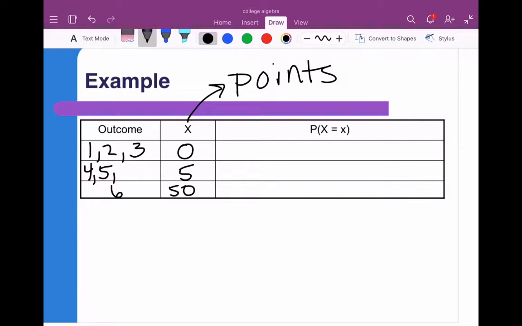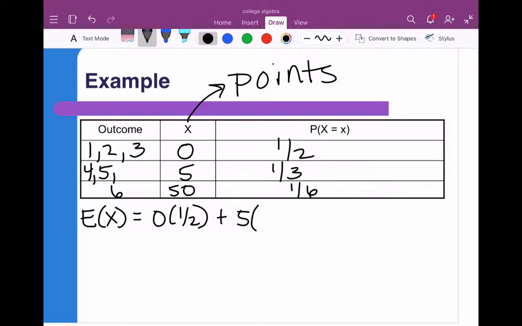Now the probability: it's a 6-sided die, so a 1, 2, or 3 out of 6 is going to be 1/2. A 4 or 5 would end up being 1/3, and then getting a 6 would just be 1/6. So to find our expected value, E(X) is going to be equal to the number of points times the probability we get those points, plus the number of points times the probability, plus the number of points times the probability. And this ends up equaling 10 points. So our expected value is 10.